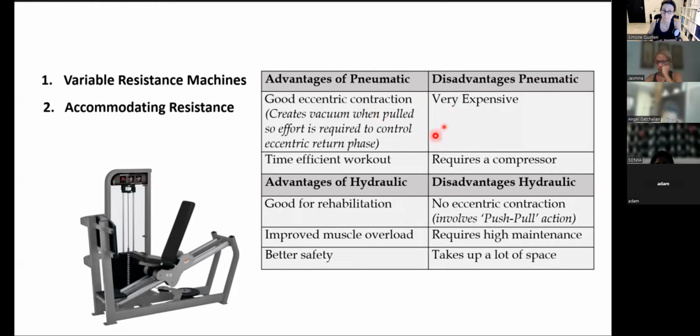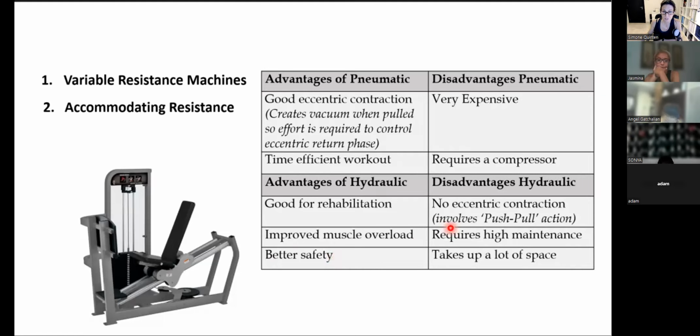Okay. They are very time efficient as well, because again, you just press a button. When you want to change the resistance, you don't have to change the pin. You just press the button and it will change the resistance, but it needs a compressor in order to build the pressure. Okay. Hydraulic, similar to the pressure one. It's excellent also for rehab. Yeah. It's good for muscle overload. But I mean, muscle overload you can also do with variable resistance. So I'm not too sure why this is an advantage of hydraulic. I'm not too sure about that.